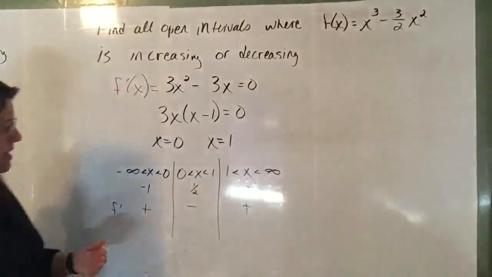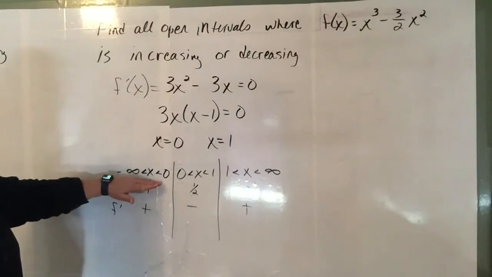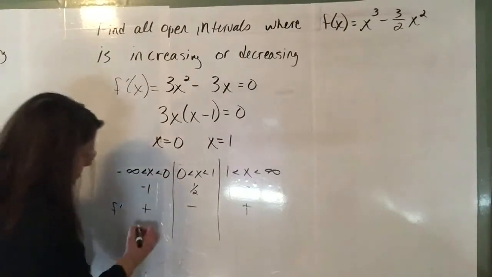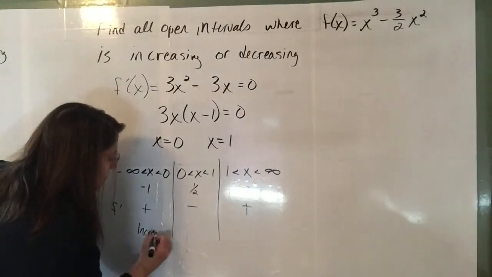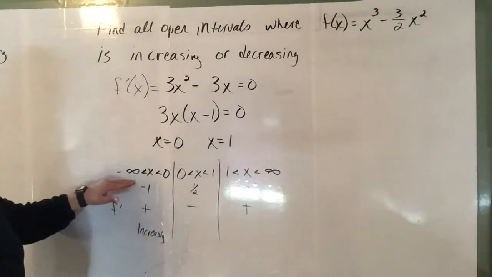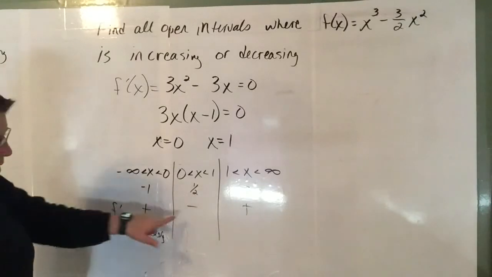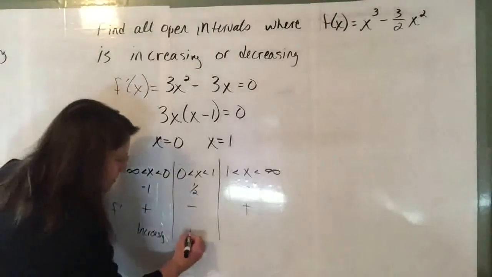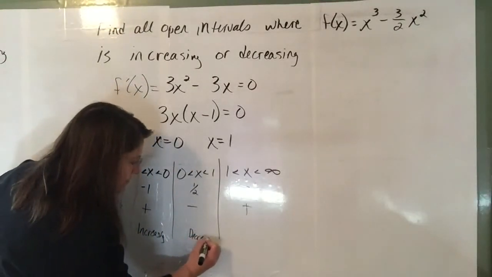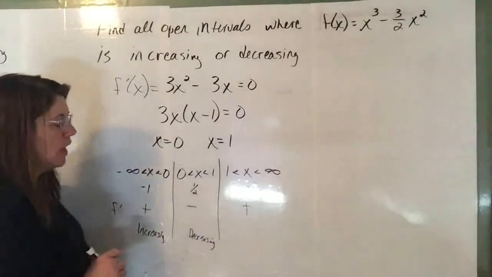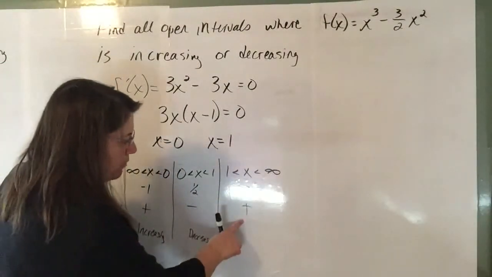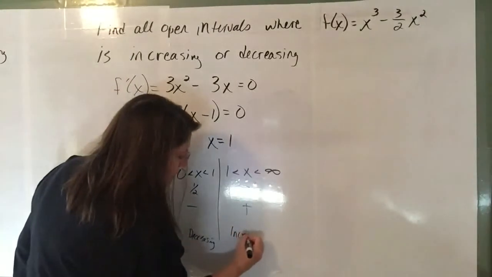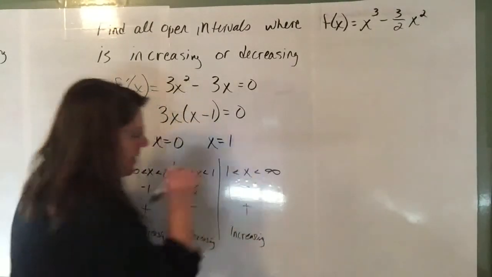So what this means is, within the interval from negative infinity to 0, my f prime function is positive, so that means my function is increasing from negative infinity to 0. From 0 to 1, my f prime was negative, so that means my function is decreasing from 0 to 1, and my f prime was positive between 1 and infinity, so that means my function is increasing in that interval.